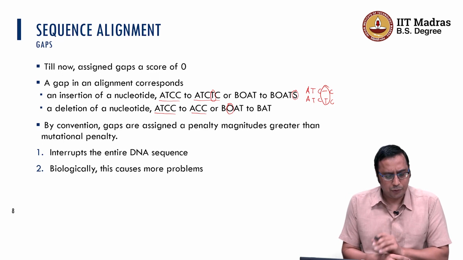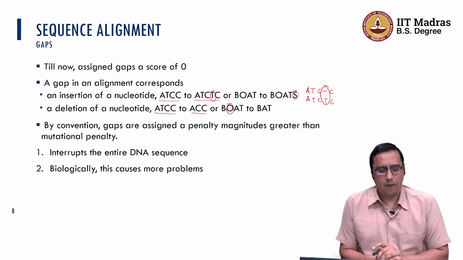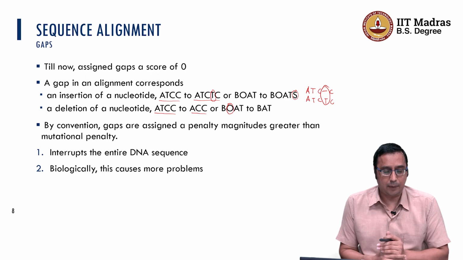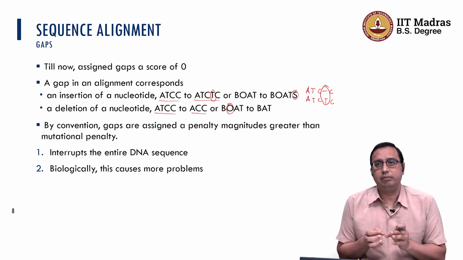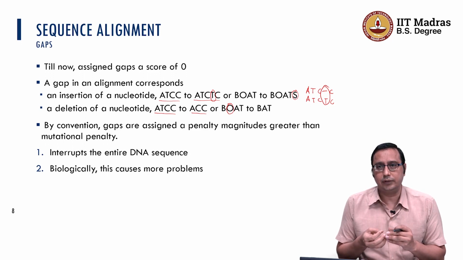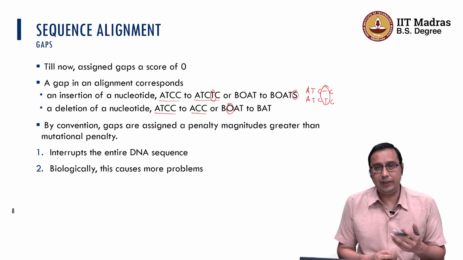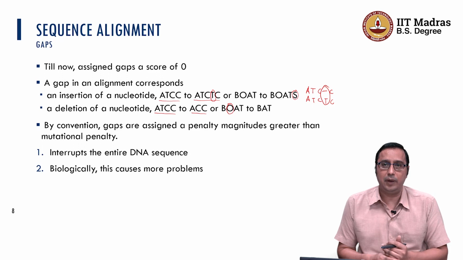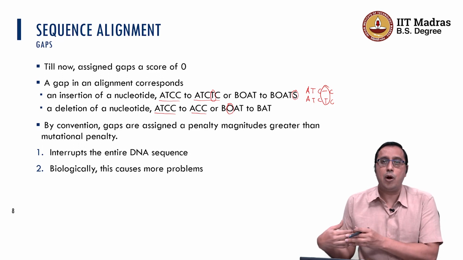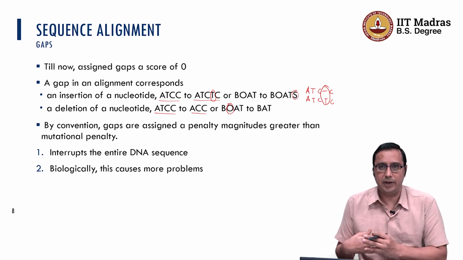Why? I'm going to give two reasons. First reason is it interrupts the entire DNA sequence. So sometimes it is very difficult to get an alignment if we do not apply gap penalties. Or if we ignore gaps and set them equal to 0, we get sequences which are not biologically significant, and it creates more problems when we try to do downstream tasks based on these alignments.